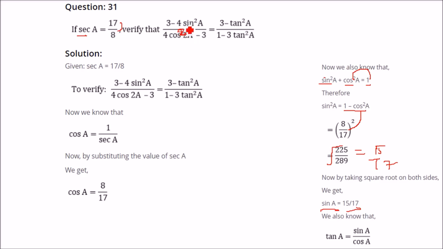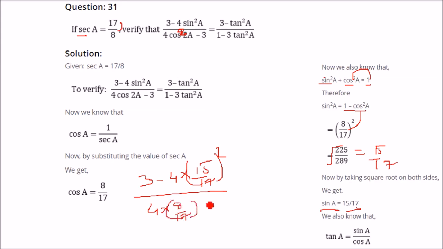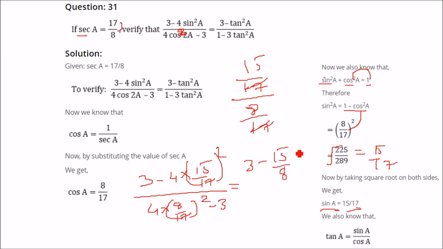So what do we do? Just put the value: 3 minus 4 into sin square theta, that is 15 by 17 whole square. And 4 into cos square theta is what? 8 by 17 whole square, minus 3. On the right hand side you have to put 3 minus tan square theta. And tan theta is sin theta by cos theta. So sin theta is 15 by 17 and cos theta is 8 by 17. You get 15 by 8. So 3 minus 15 by 8 whole square by 1 minus 3 into 15 by 8 whole square.